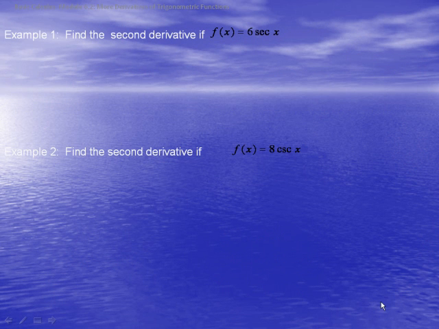Example 1, let's find the second derivative if f of x is equal to 6 secant x. Okay, so our first derivative f prime of x is going to be equal to 6 times the derivative of secant x, which is secant tangent. Now to find the second derivative, let's look at what we have here. We have a product, so we're going to have to use the product rule.